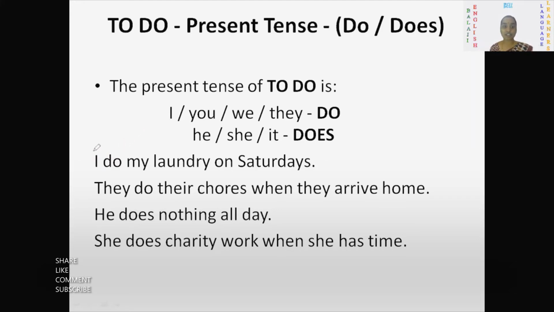Here, I is given. I is the subject here. When I said I is the subject, you have to use do. So we have used do. Okay. Next, they do their chores. Chores is nothing but works. When they arrive home, after they come home, they are going to do their work.